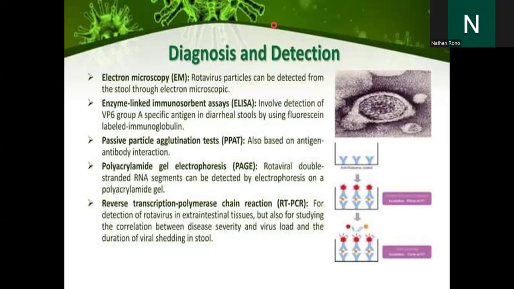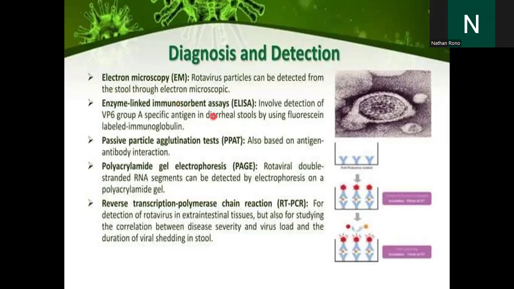Stool, good. So you can imagine electron microscopy. This is very expensive and it's usually done for research purposes. So this is rarely done in normal clinical practice.